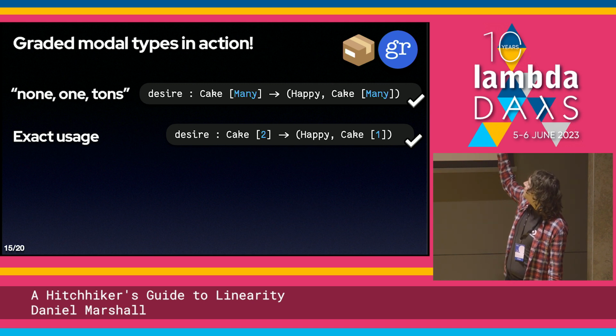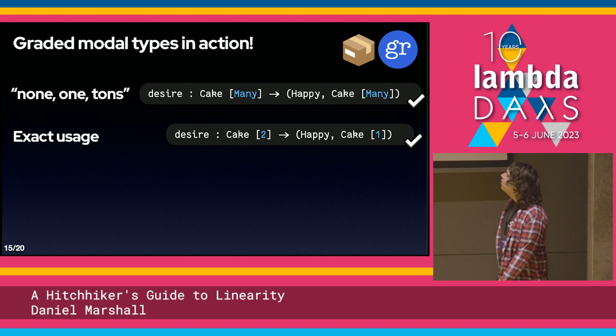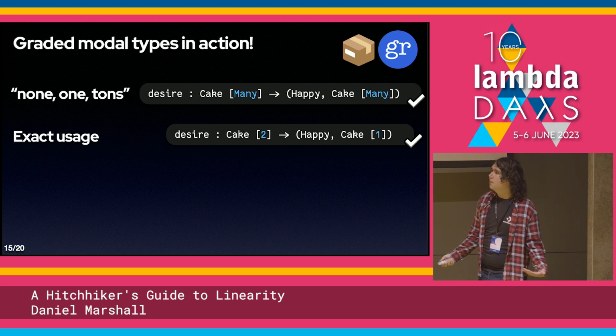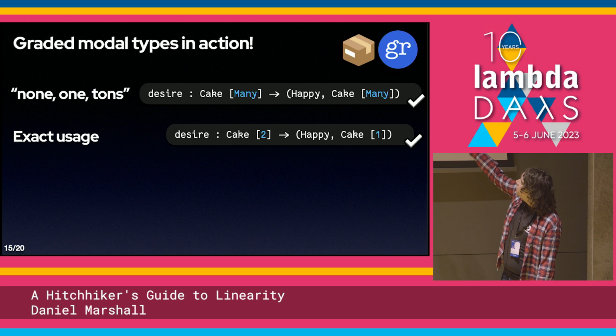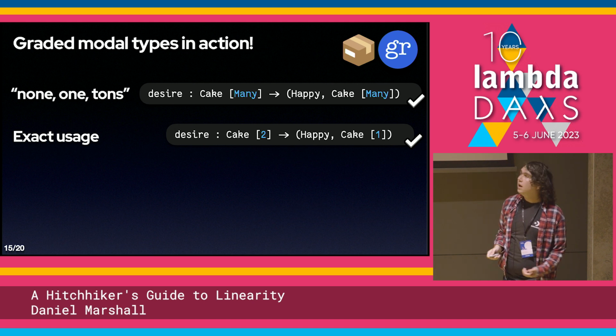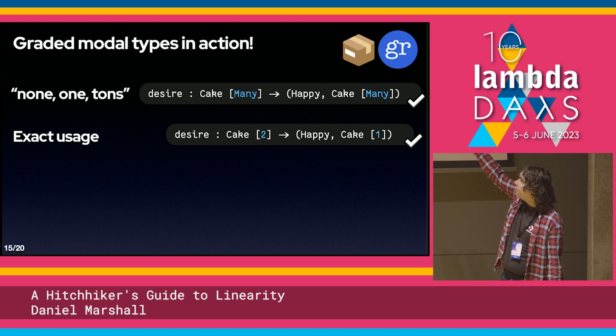The answer is I have 1 piece of cake left if I've eaten one, right? But the nice part about the way graded types work is, I don't have to be this specific here. I can make this more general. I can use polymorphism over the choice of grade here.